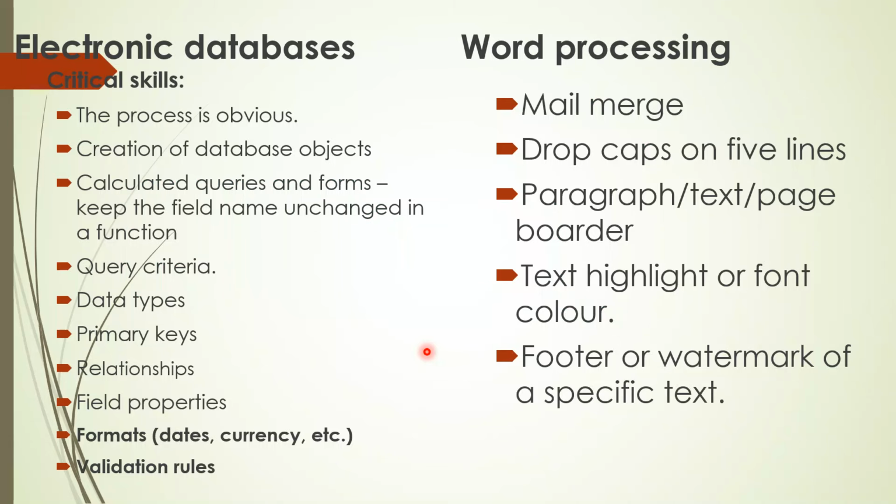Then here, electronic database. When it comes to databases, we are looking at a critical skill. The process is obvious. You have to create those database objects. You have to do calculated queries, calculated forms. You have to do different query criteria. You have to change different data types. You have to put a primary key. At times, you have to practice with relationships and how to format different field properties, say to put a currency symbol, to change the date formats, to have validation rules and validation text.